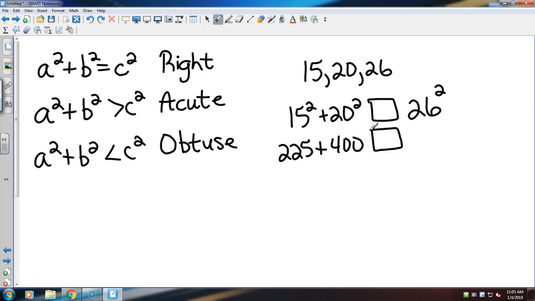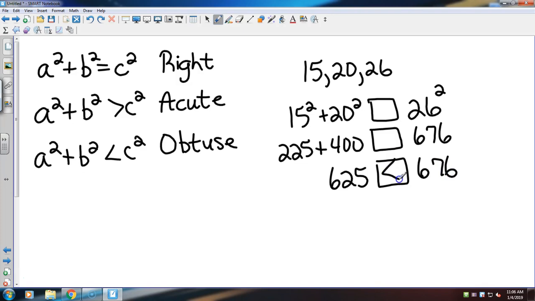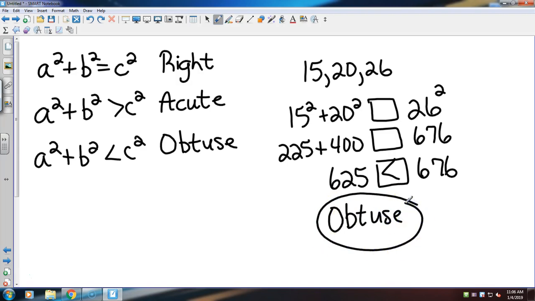And then, off the top of my head, I don't know 26 squared. That is 676. So we add these together, we get 625. 625 is obviously less than 676, and so because the sum of the legs squared is less than, that makes this an obtuse triangle. And that's chapter 9, section 1, the Pythagorean theorem.